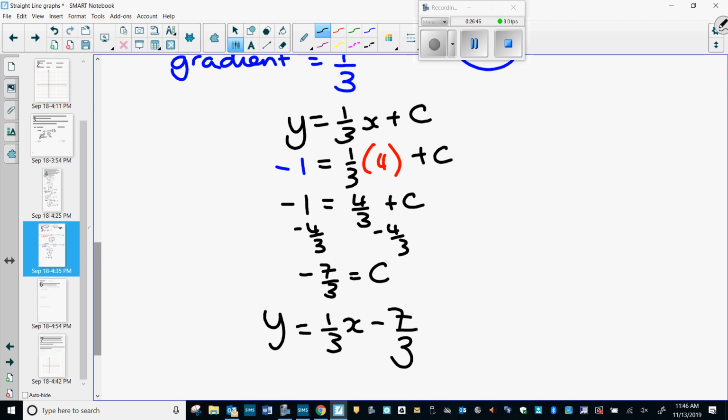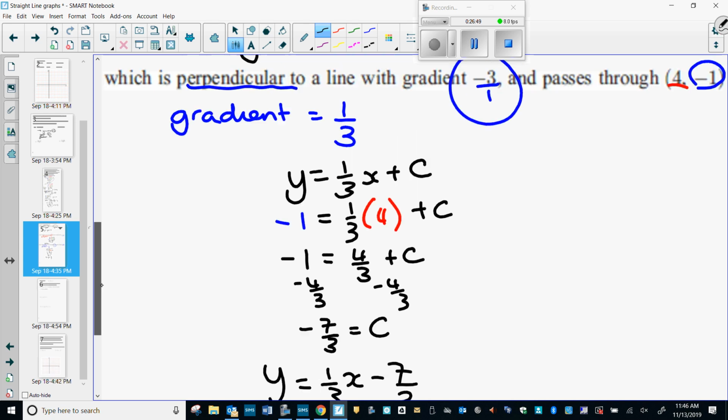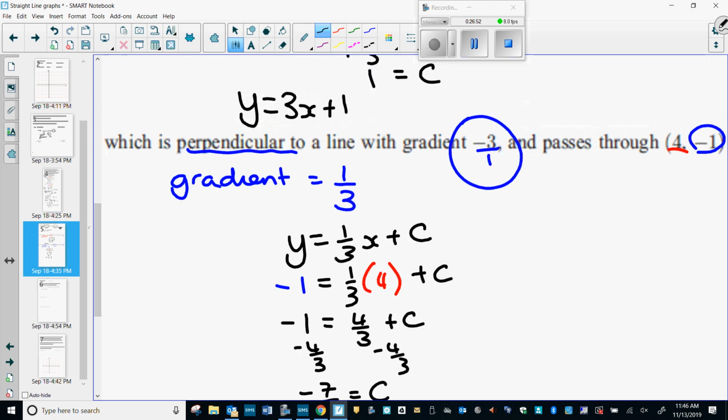So you just change the sign of it? Yes. Because this gradient was negative, our gradient would be positive. If this had been positive, our gradient would be negative.